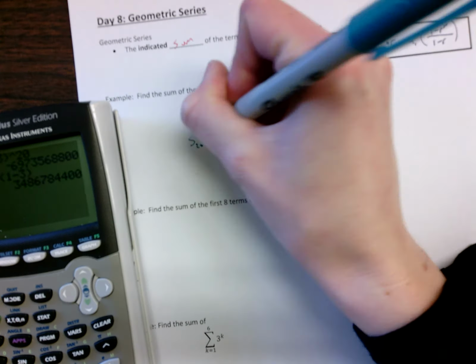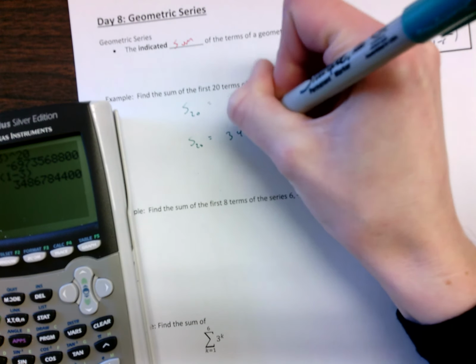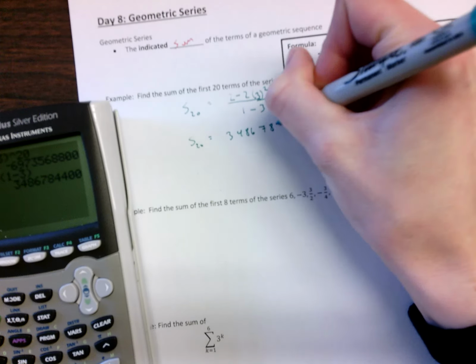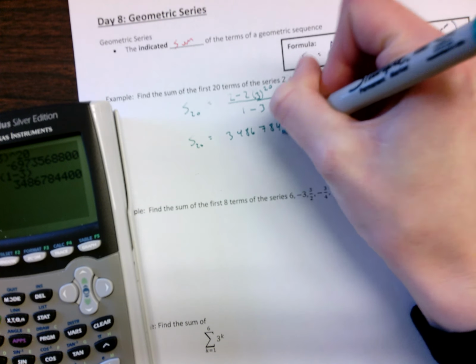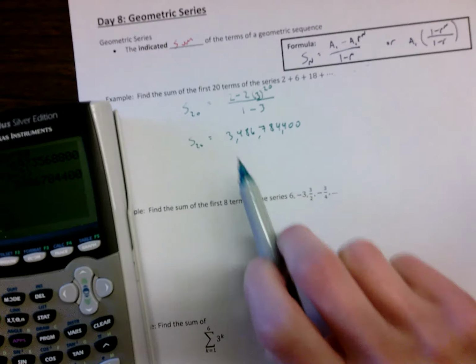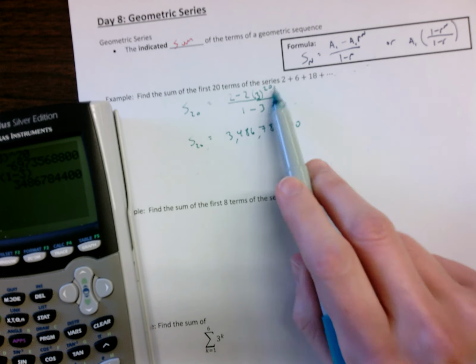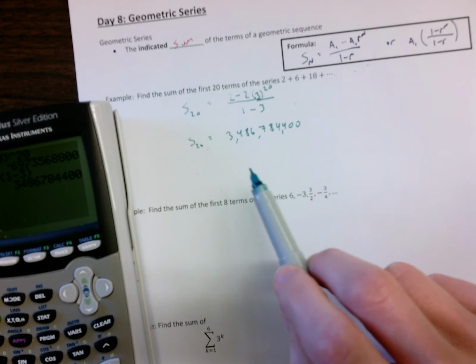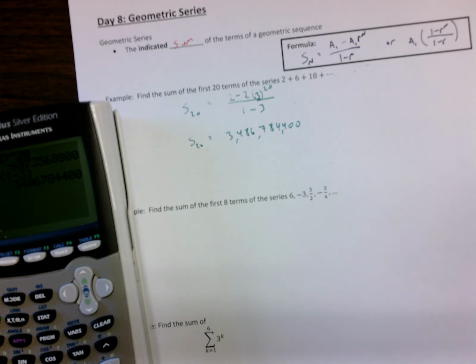So the sum of the first 20 terms is this really long number, which should make sense, right? Because if you think about how big the 20th term in this sequence, 3 to the 20th power times 2, is going to be a huge number. So when you add them all together, it should be something pretty big. All right, so that's how we're going to use this guy.